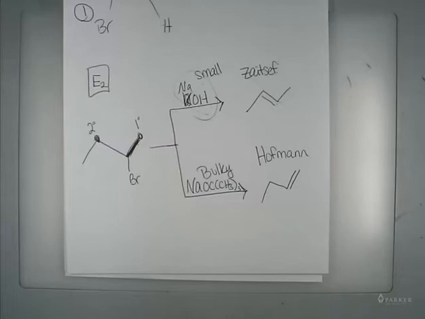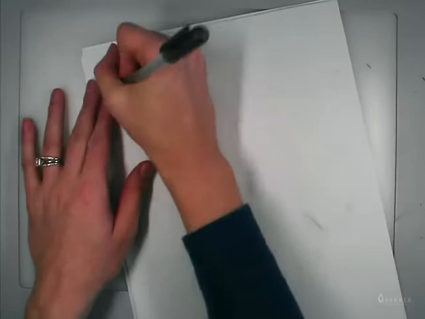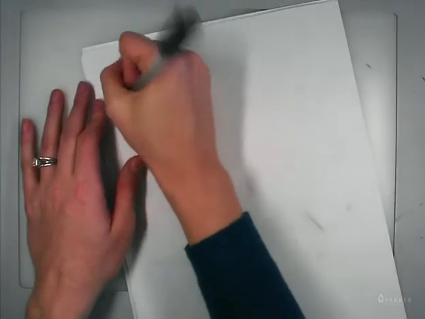E2 also likes to eliminate in a certain way. So you were looking at the hydrogen and the leaving group. Does it like to eliminate it trans-like or cis-like? Trans. They want them far apart. So we've seen this. We did the analysis with the cyclohexane ring. Let me come up with one.